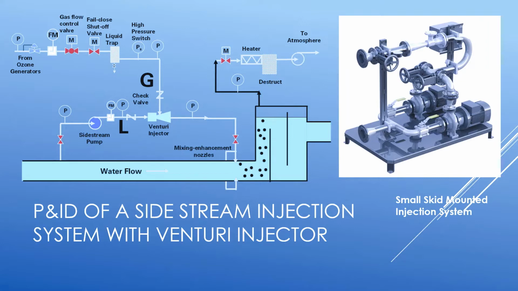The other important control feature is to make sure that water never backs up into the ozone generator, because that would create severe damage. The picture on the right shows a small skid-mounted injection system without the instrumentation, but just gives you kind of a feel for what it might look like.